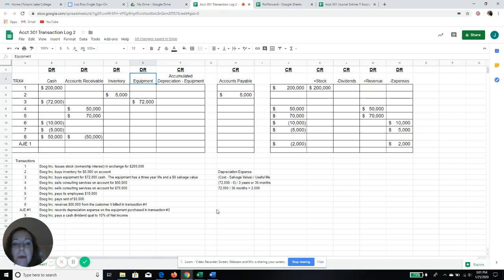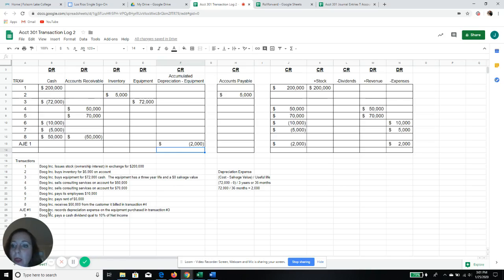we're not going to impact the equipment account. We have a separate account where we track the decrease in value, and that's called accumulated depreciation. In our accumulated depreciation account, we are going to record the decrease in value. So we're going to record negative $2,000. So for AJE number 1, we've decreased our assets by $2,000, and we've decreased equity by $2,000, so we're in balance.